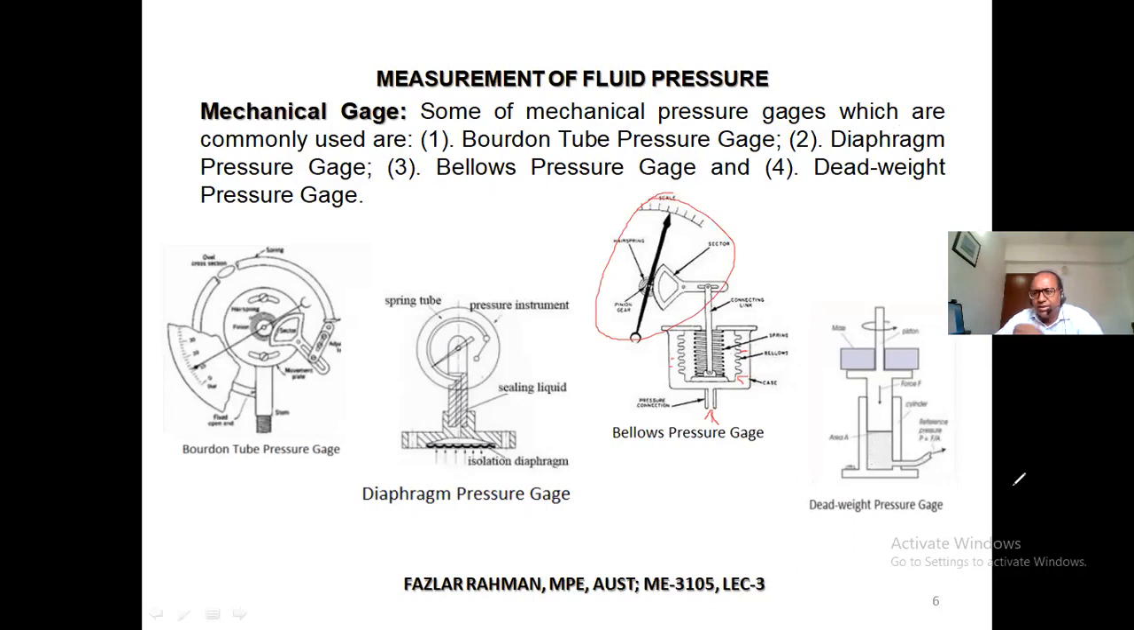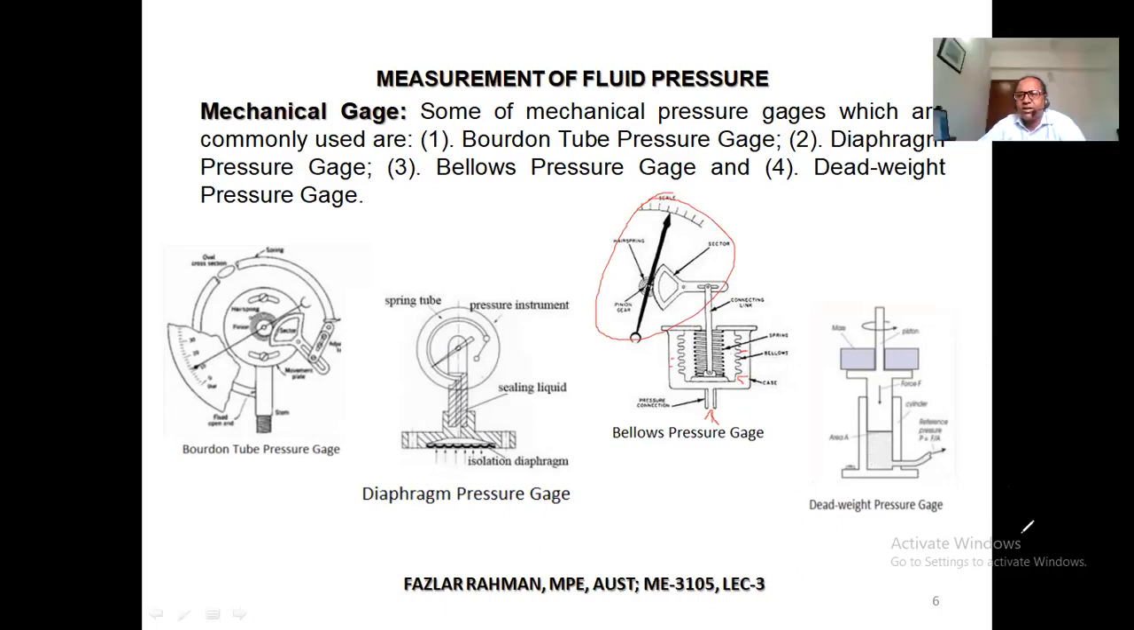And the other one, on the right hand side, is called a dead weight pressure gauge. How does the dead weight look? You see this one, this tube we attach to your pressure tank or gas cylinder, for example. And right over here, this is a piston, and there is an option where you can put weight. So fluid enters through the tube. Due to the high pressure, it will try to move this piston upward. How can you keep it in the same position? You need to put some weight. Okay, that's why it is called a dead weight pressure gauge. Okay.